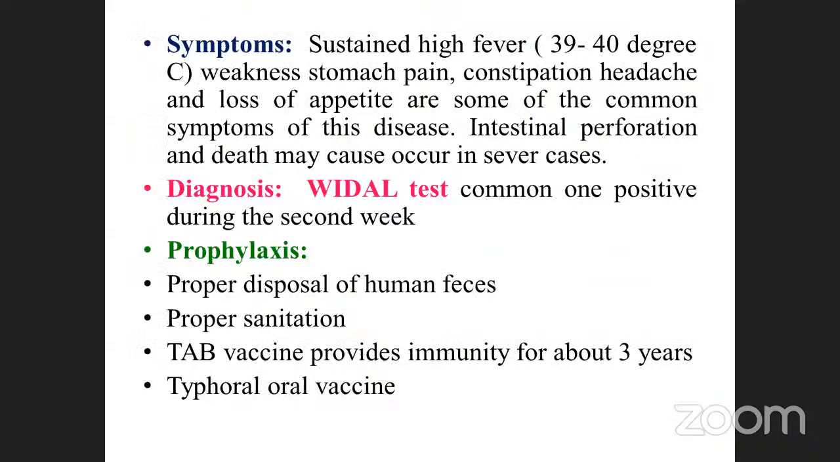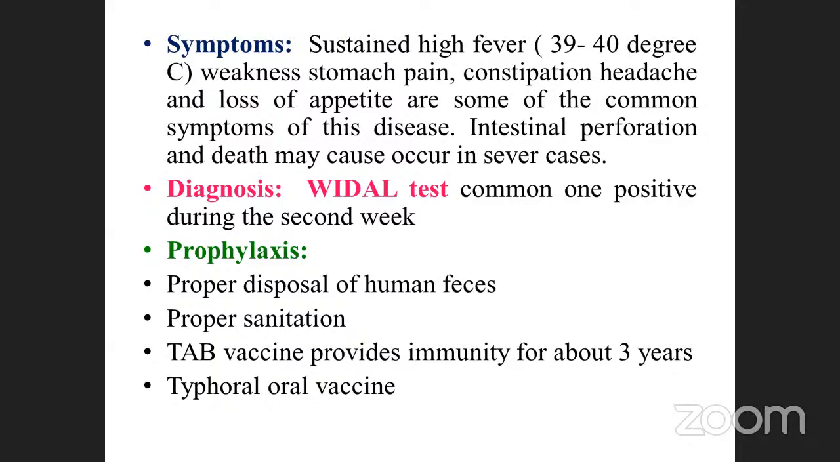Symptoms: sustained high fever up to 39 to 40 degrees Celsius, weakness, stomach pain, constipation, headache, and loss of appetite are some of the common symptoms of this disease. Intestinal perforation and death may occur in severe cases. Typhoid sometimes leads to death, because in the olden days they did not know how to cure this disease. Nowadays many vaccinations have come, isn't it? So severe cases lead to death.